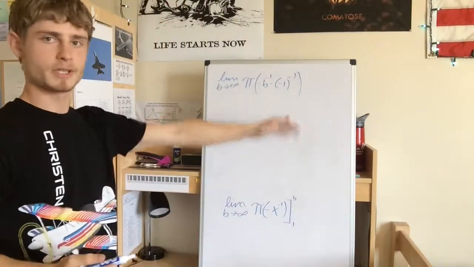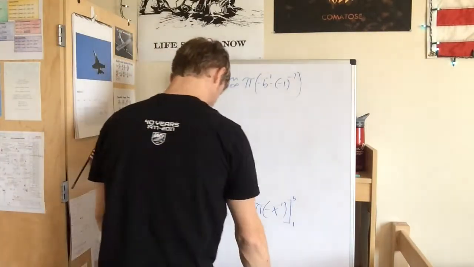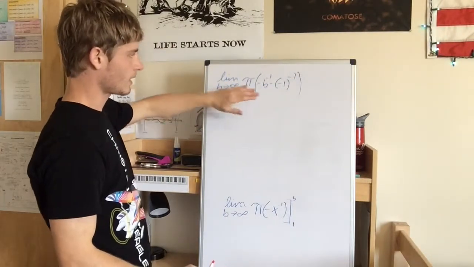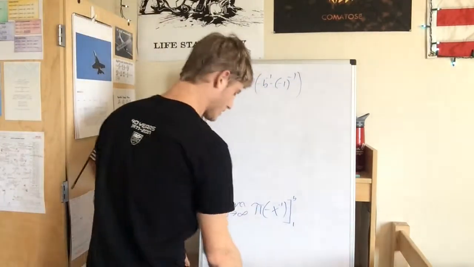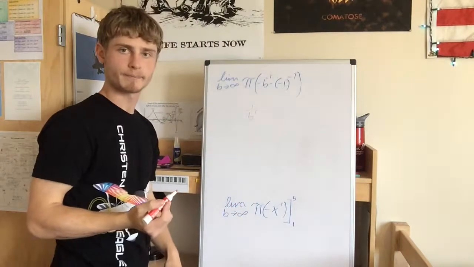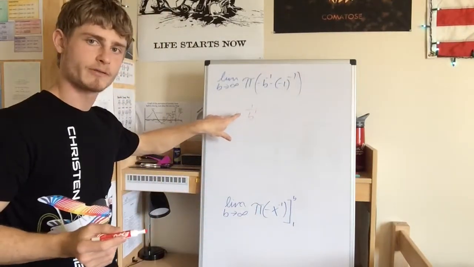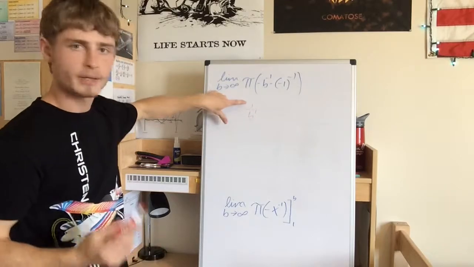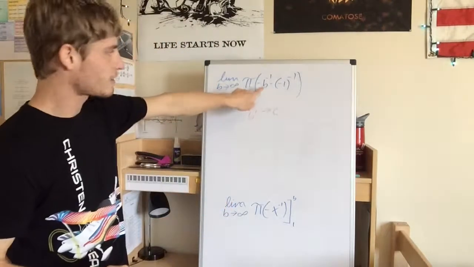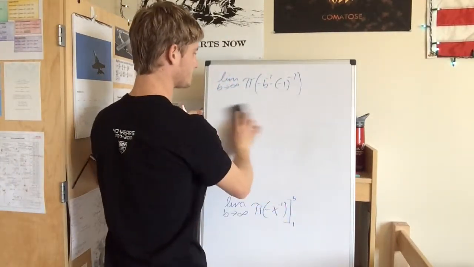Well, now we can start solving this. And this isn't too bad to do. Think about what b to the negative 1 is. Well, we can rewrite this as 1 over b to the 1. So if you think about what b is, b is going to infinity. So 1 divided by infinity approaches 0. So that term is 0. I just wanted to clarify that for you guys.